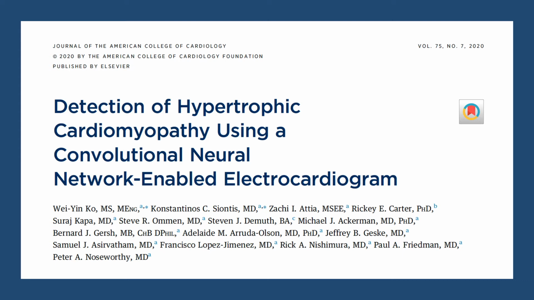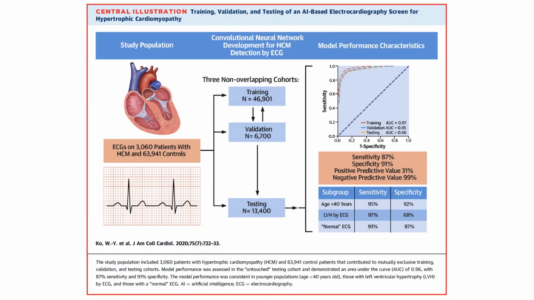The ability of this network to detect HCM was then tested on a different dataset of 612 HCM and more than 12,000 control subjects. The model performance demonstrated an area under the curve of 0.96 with 87% sensitivity and 91% specificity.